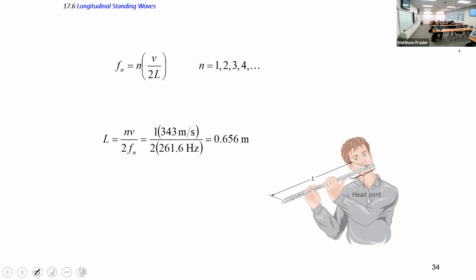n is 1. The velocity we know. The frequency we know. f1 is the low C, which is 261.6, and we have a factor of 2 there. All right, we have meters per second, and hertz is really 1 per second. So the per seconds cancel, we're left with meters, and we get about 65 centimeters, which is about 2 feet.